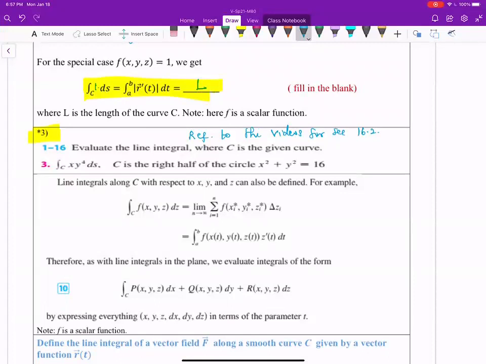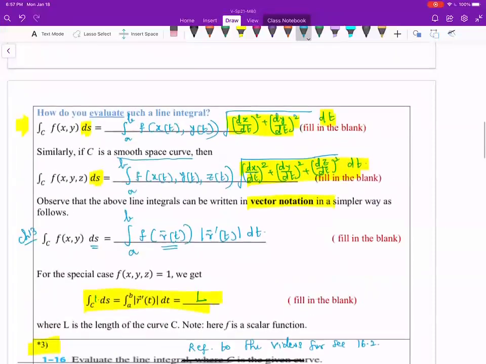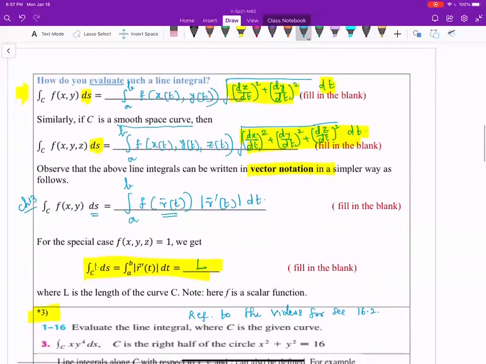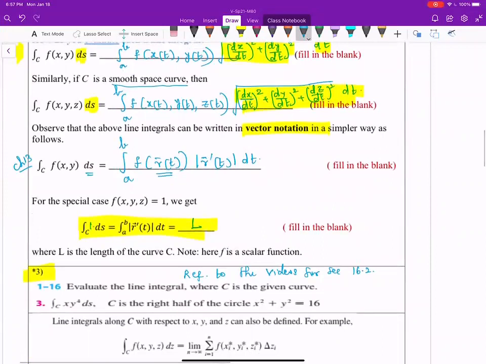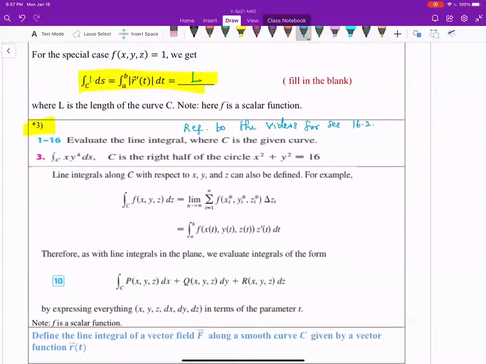This is part B of the concept video for section 16.2, line integrals. In the last video, part A, we defined what a line integral is, how to evaluate it, and how we can even find the arc length with the help of the line integral definition. Now, line integrals along C with respect to x, y, and z can also be defined.